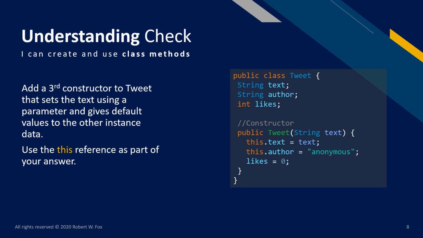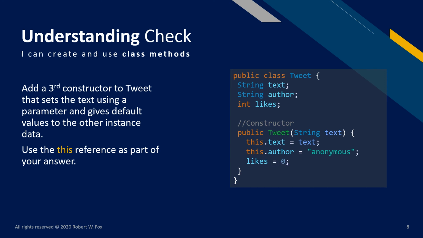So here we have our solution. Just a couple of things to remember. Number one, notice that I did name my constructor the same name as the class, Tweet. Also notice there is no return type, not even void. This one has one parameter, so the other constructors had no parameters and two parameters. You will see that I set the text to the parameter. I gave author a default value, and I set the likes equal to 0.